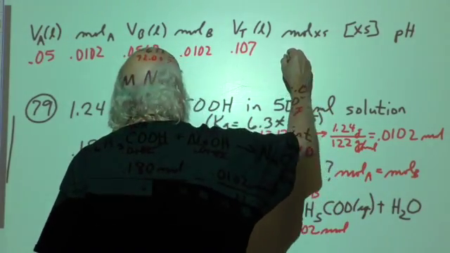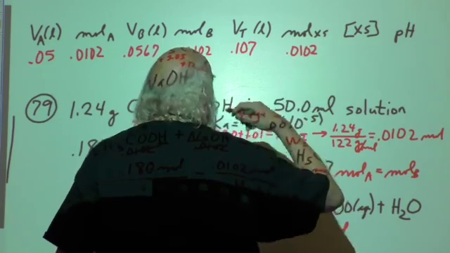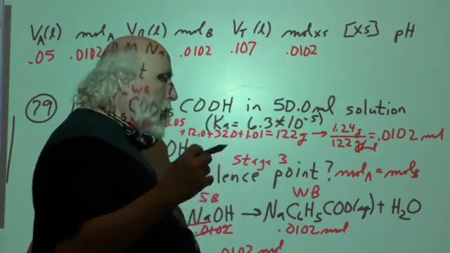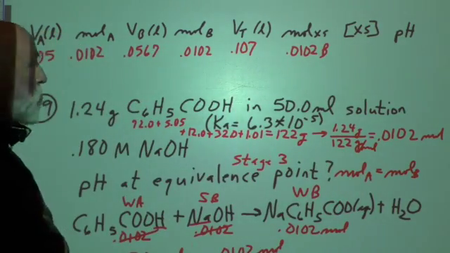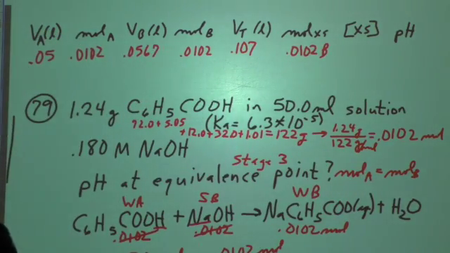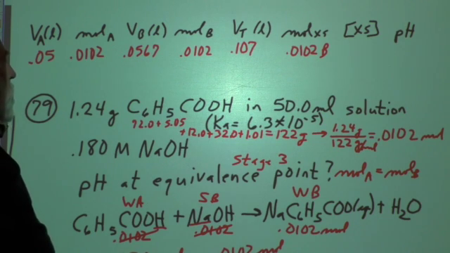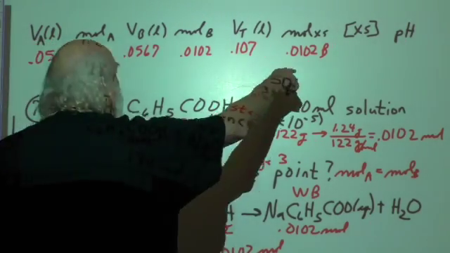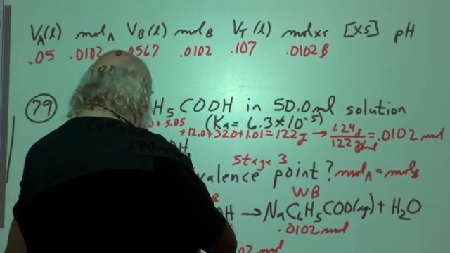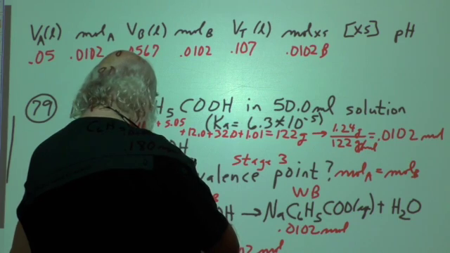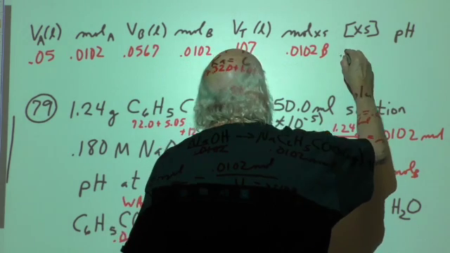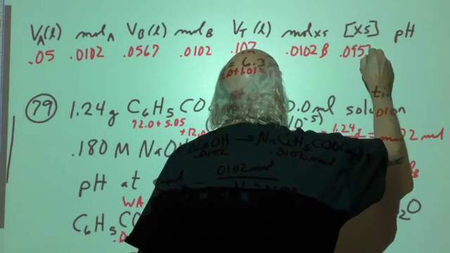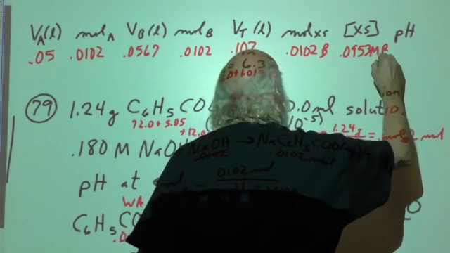So this is going to give me 0.0102, but I don't put OH here because it's the weak base, so I'll just put capital B like I did there for the weak base strong acid titrations, or weak acid strong base titration. So concentration then is 0.0102 divided by 0.107, and I get 0.0953 moles per liter of the base.